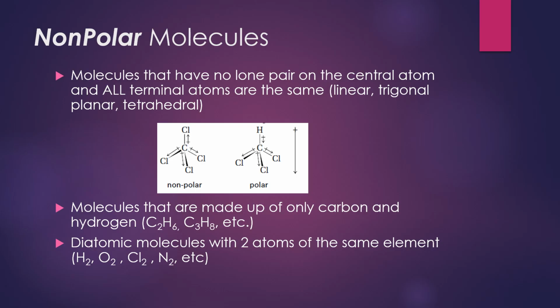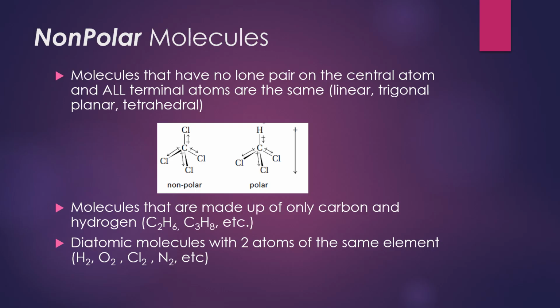There are 2 examples shown here. I have carbon tetrachloride, carbon with 4 chlorines around it. It is a molecule that has no lone pairs on the central atom, no lone pairs on the carbon. And all the terminal atoms, all the atoms attached to it, are the same. They're all chlorines. So that means this is nonpolar. I don't even have to draw my vectors. Just with those rules, I can tell you it's nonpolar.